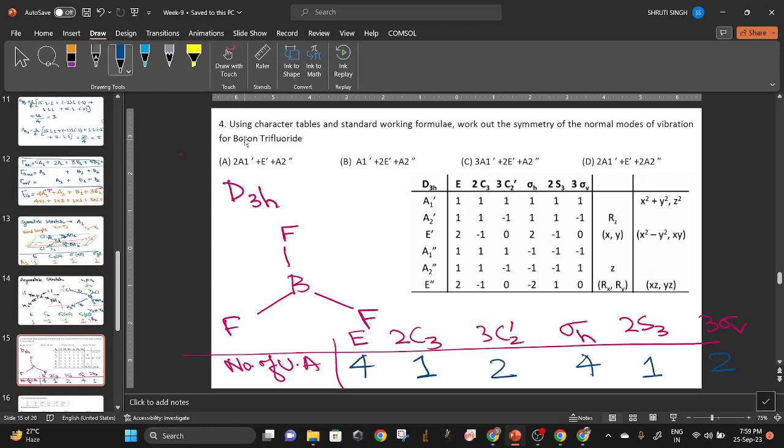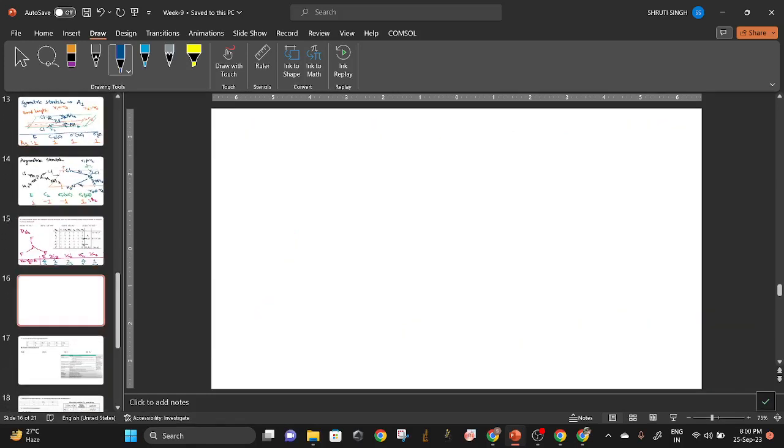Then you need to multiply it with the characters. You will get the characters from here. This is X, Y, and this is Z. So under E it will be 3. Under C3 it will be 0. Under C2 it will be minus 1, sigma H 1, S3 minus 2, and sigma V is 1 again.